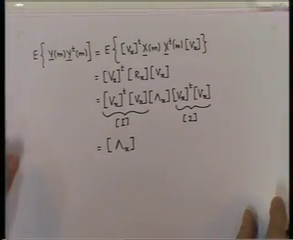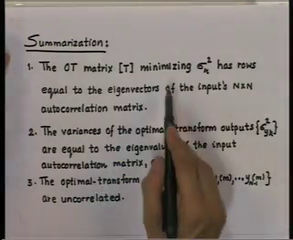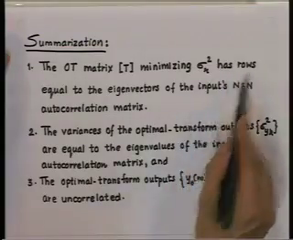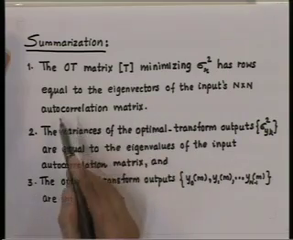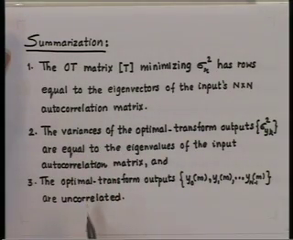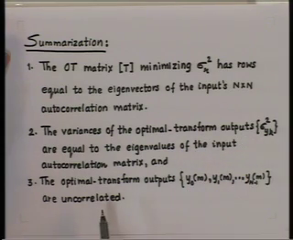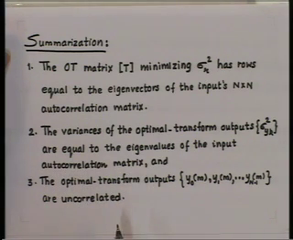So, in summarization, the orthogonal transform matrix T minimizing the mean squared reconstruction error has rows equal to the eigenvectors of the input's n by n autocorrelation matrix. The variances of the optimal transform outputs are equal to the eigenvalues of the input autocorrelation matrix, and the optimal transform outputs are uncorrelated.